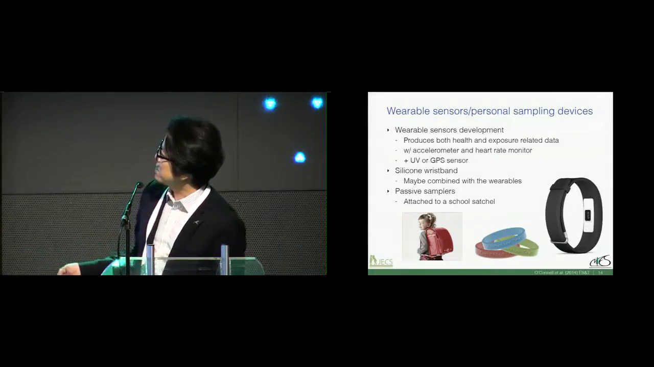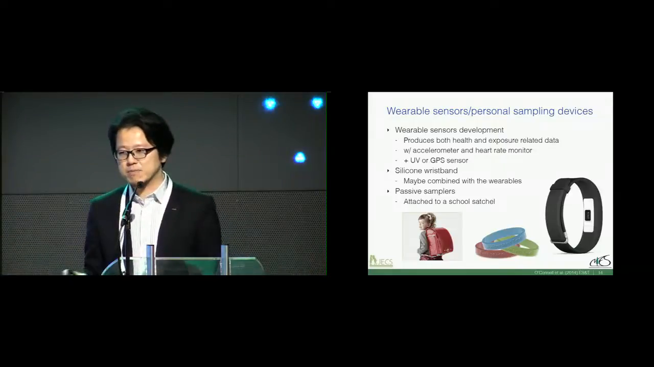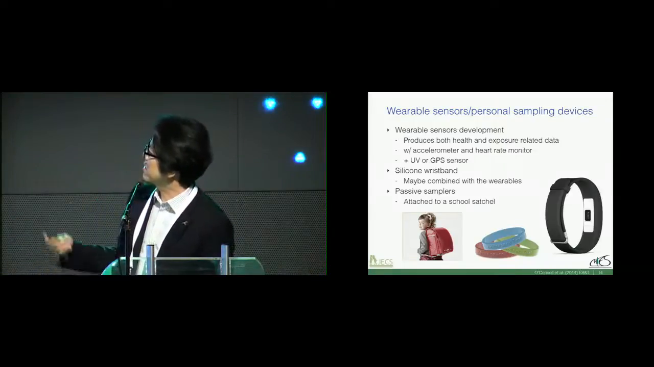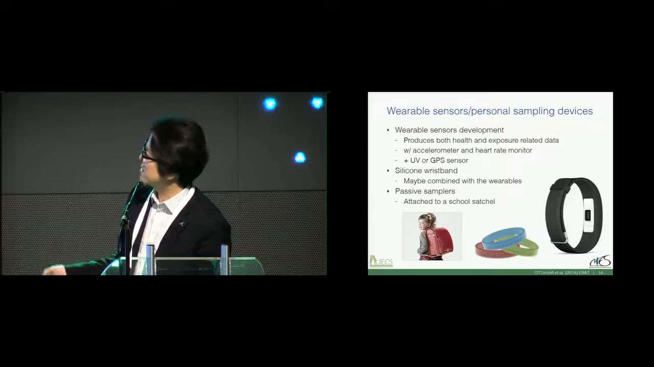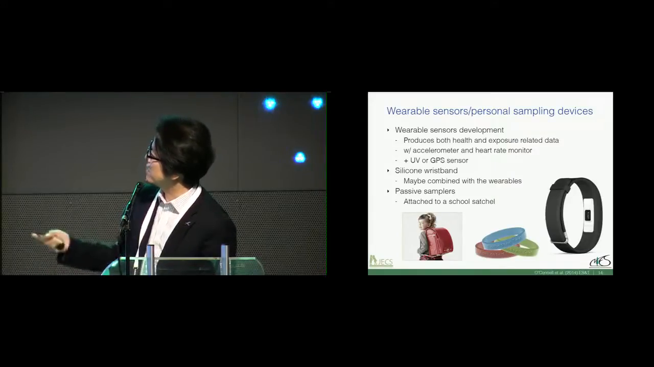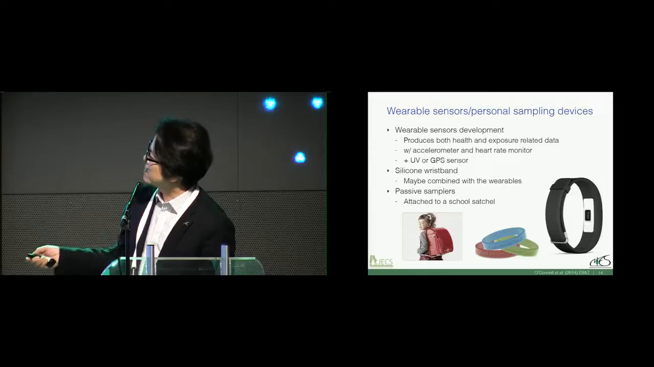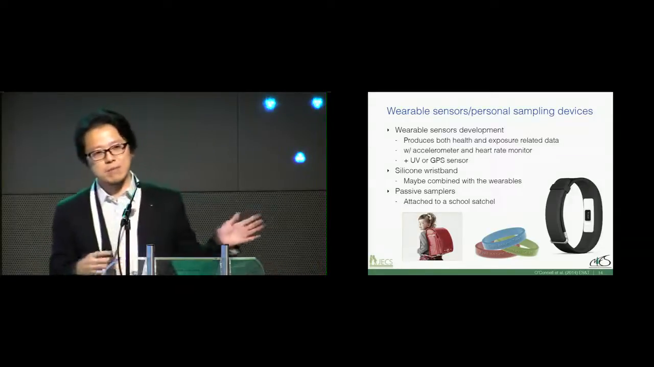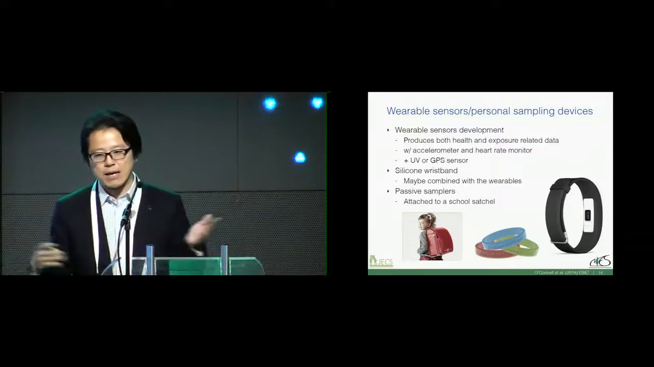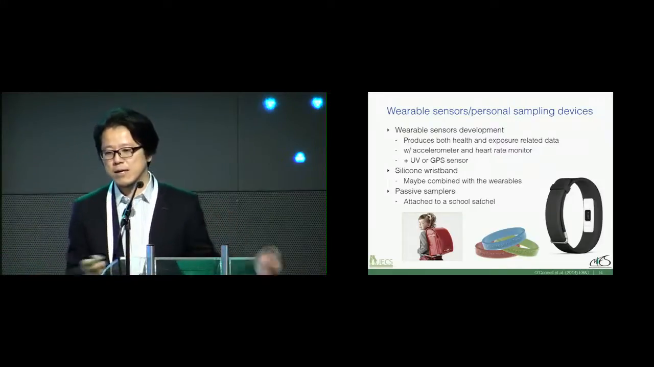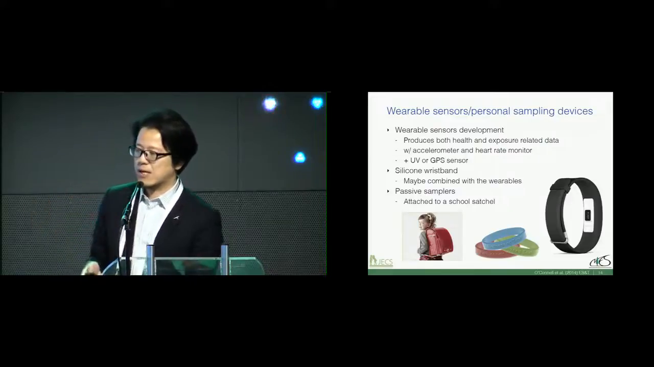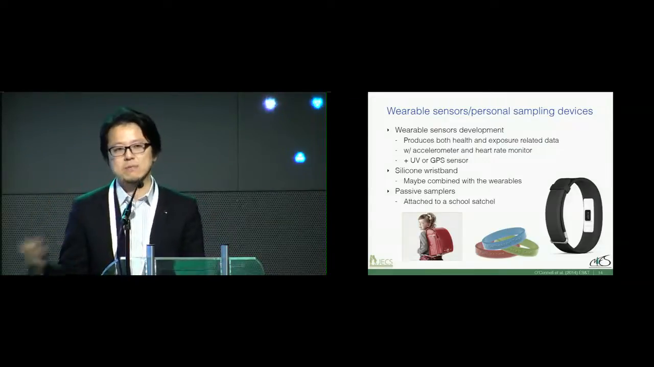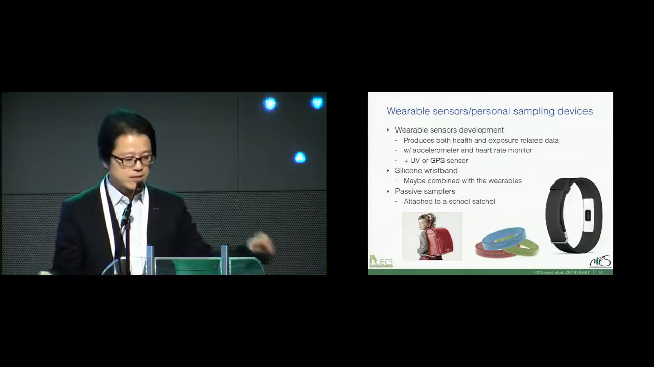We're going to use the silicon wristband. We're going to have an entire session on it, probably later this week. We're going to ask the kids to wear this and measure how much of the chemicals they're being exposed to. Also, we're developing passive samplers that can be attached to the school bag, so they can bring it to school and bring it back, and wear it for a week or two, so that we can figure out the time-weighted average exposure to volatile compounds.